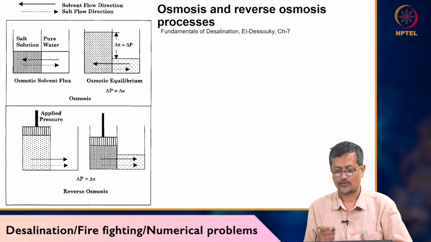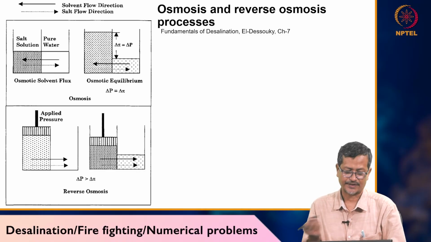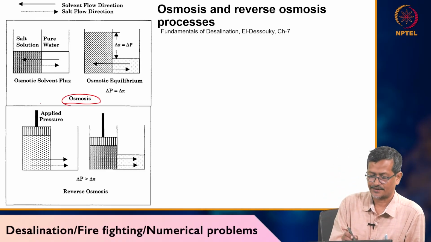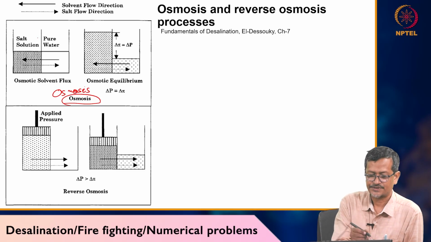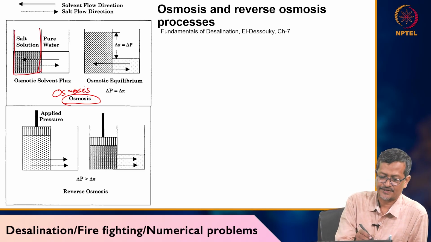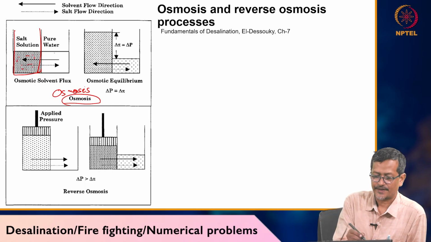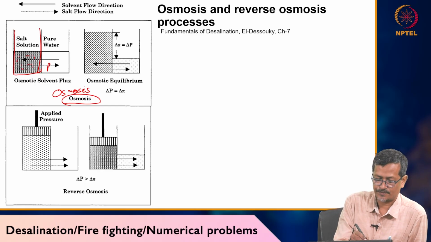So how do osmosis and reverse osmosis work? Let's first see the osmosis part. In osmosis you can see there is a salt solution. Lots of salt is there on one side, and pure water is on the other side.